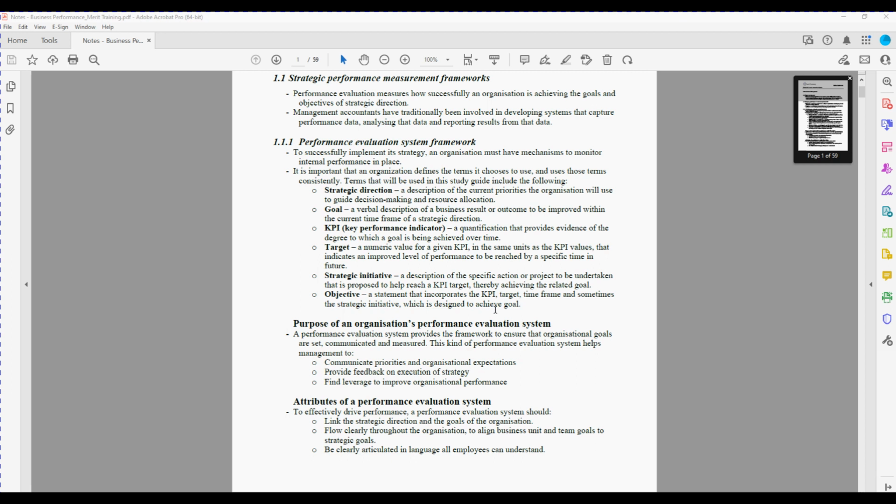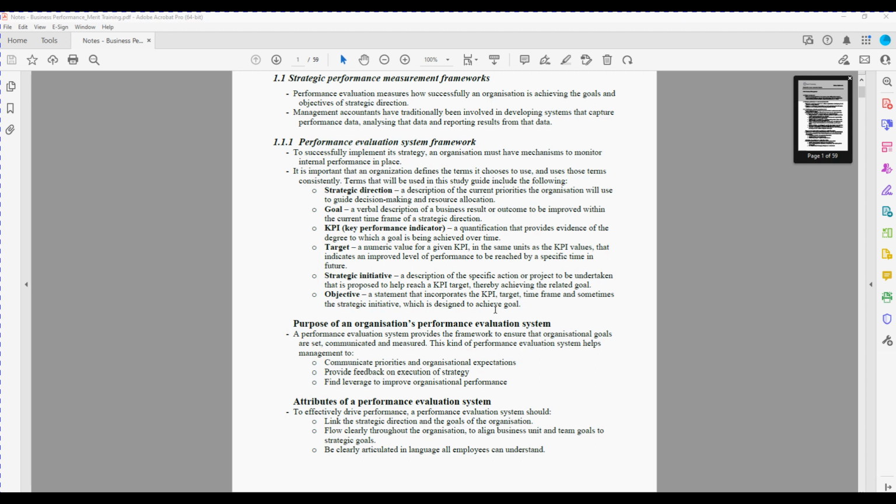So the terms that we're going to be using throughout this study guide, which are relevant to a framework, include the strategic direction, which is essentially the priorities of the organization to guide decision making and resource allocation. Number 2 is the goal, which is an actual tangible description of a result or outcome within a time frame, which is a puzzle piece of the broader strategy. So strategy is bigger picture, so it's long term where we want to go. You might have multiple goals required to hit that long-term strategy.